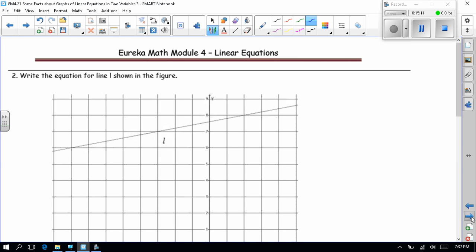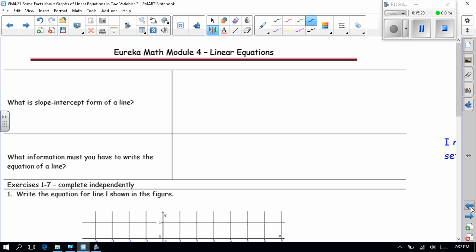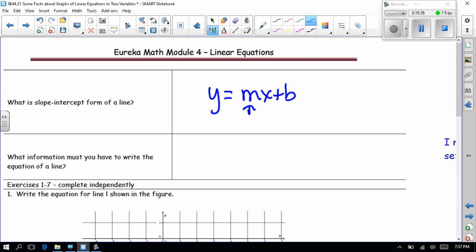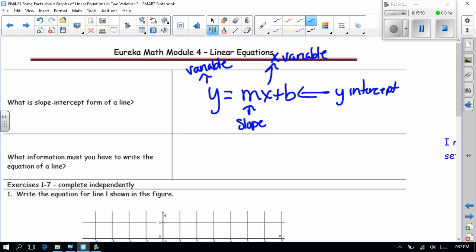Let's look at a couple of other examples. I would like you, let me skip a page. Okay, what is slope-intercept form? Right now, I would like you to write y equals mx plus b. If you don't already have this memorized, we're on page 90. It should be: m is your slope, b is your y-intercept, y is a coordinate or a variable, and x is your x coordinate and your other variable. X is your independent variable, y is your dependent variable, which means how much your y changes depends on how much x changes.